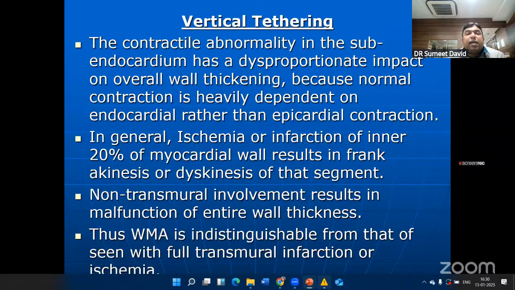So vertical tethering: this contractile abnormality in the subendocardium has a disproportionate impact on overall wall thickening because normal contraction is heavily dependent on endocardial rather than epicardial contraction. In general, ischemia and infarction of the inner 20% of the myocardial wall result in frank akinesia or dyskinesia of that segment. Non-transmural involvement results in malfunction of the entire wall thickness. Thus, the wall motion abnormality is indistinguishable from that seen with full transmural infarction or ischemia.